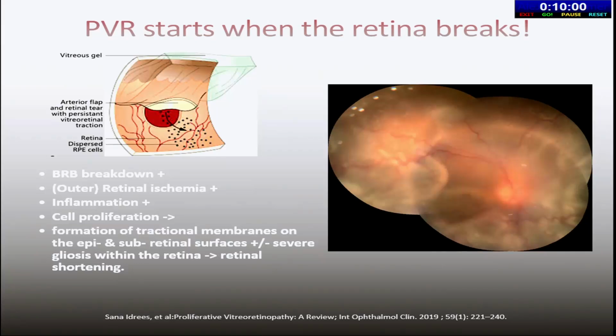Since this is an advanced course, we are not going to go into all the basics of PVR like the classification, etc. PVR, we must remember, starts when the retina breaks. There's a breakdown of the blood retinal barrier. The photoreceptors are ischemic. RPE cells are liberated under the retina and into the vitreous and over the retina. There is inflammation, multiple cells migrate over there, cells undergo transformation. Eventually, there's scar tissue formation.